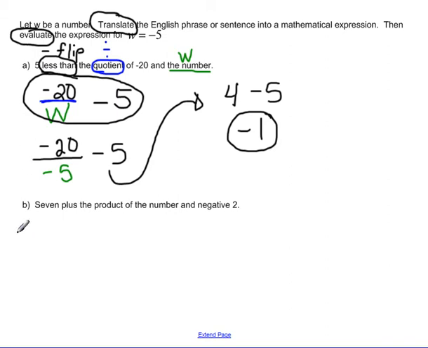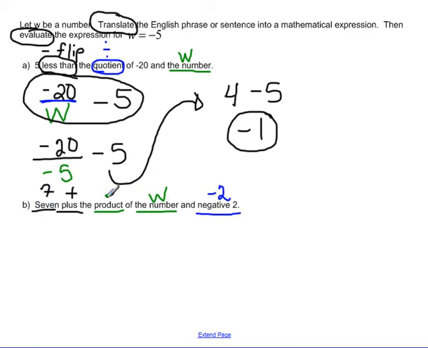Let's take a look at the second problem. 7 plus, so certainly plus would mean addition, the product. Product means we're going to be multiplying. Multiplying what? The product of the number, well, we know that the number we're dealing with is W, and then they tell us -2. And notice they put the negative in words, so we want to be sure that when we translate that out, we give that the negative sign there. So 7 plus. So let's go ahead and get that piece down. And notice, folks, there's that word 7, so I put the 7 there.